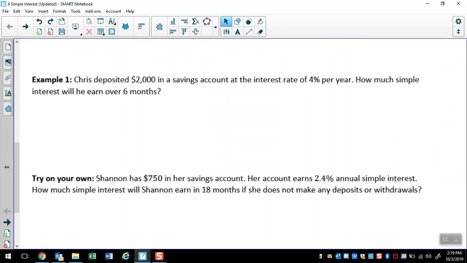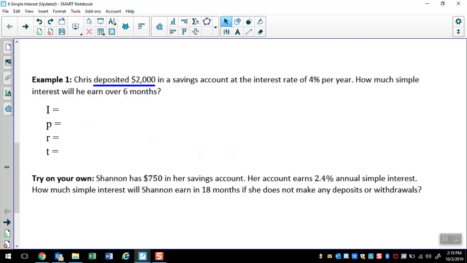Let's take a look at the first example. Chris deposited $2,000 in a savings account at the interest rate of 4% per year. How much simple interest will he earn over 6 months? So the first thing I like to do is just figure out what's the information that I have: my interest, my principal, my rate, and my time. So let's go through each of the pieces of information they've given us.